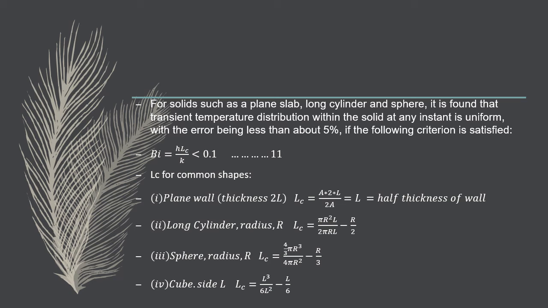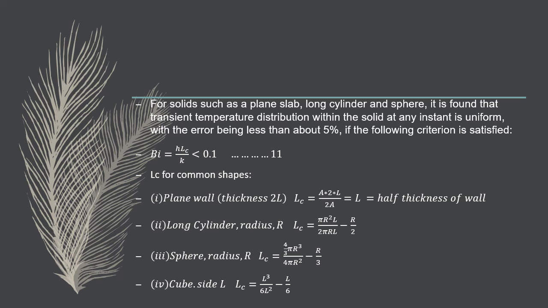For solids such as a plane slab, long cylinder and sphere, it is found that the transient temperature distribution within the solid is uniform at any instant, with the error being less than about 5% if the following criterion is satisfied: Bi = hLc/k is less than 0.1.